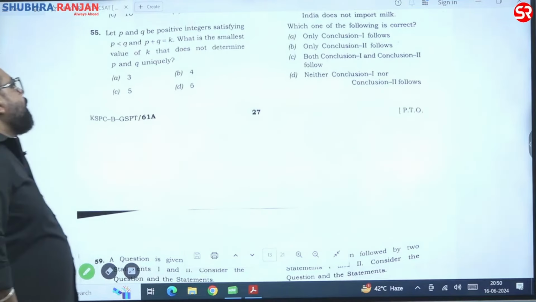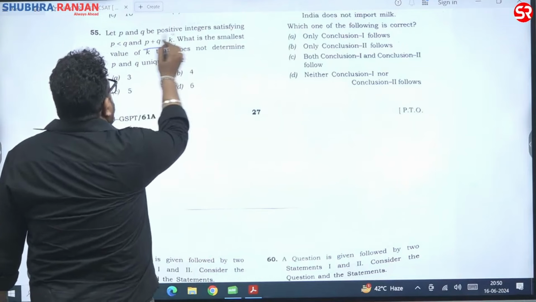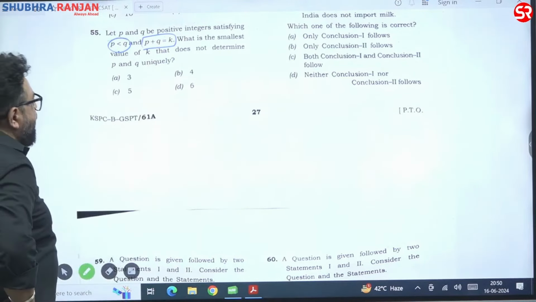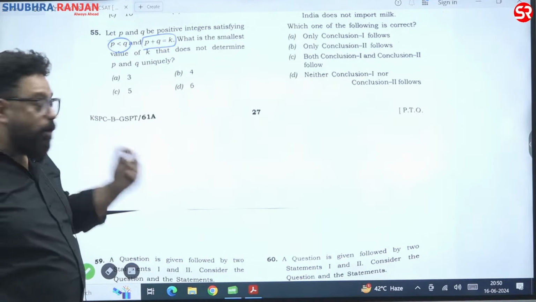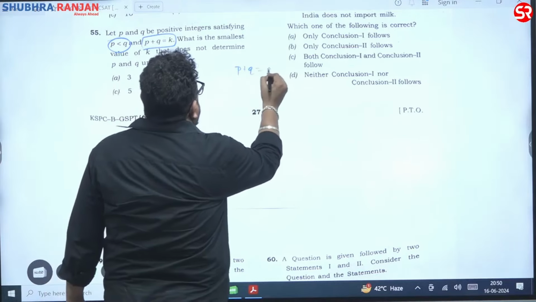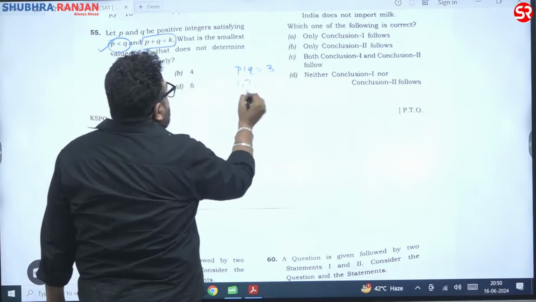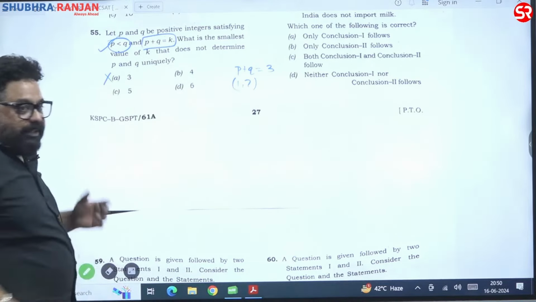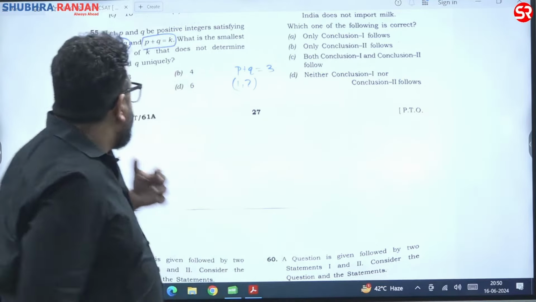He says let P and Q be the positive integers satisfying P plus Q is equal to K. P is less than Q. What is the smallest value of K that does not determine P and Q uniquely? Does not determine. So if we take P plus Q is equal to K is equal to 3, and we have to satisfy P is less than Q, so 1 and 2. So we are getting a unique solution, which means it does determine. If we take K is equal to 3, it gives us a proper answer.